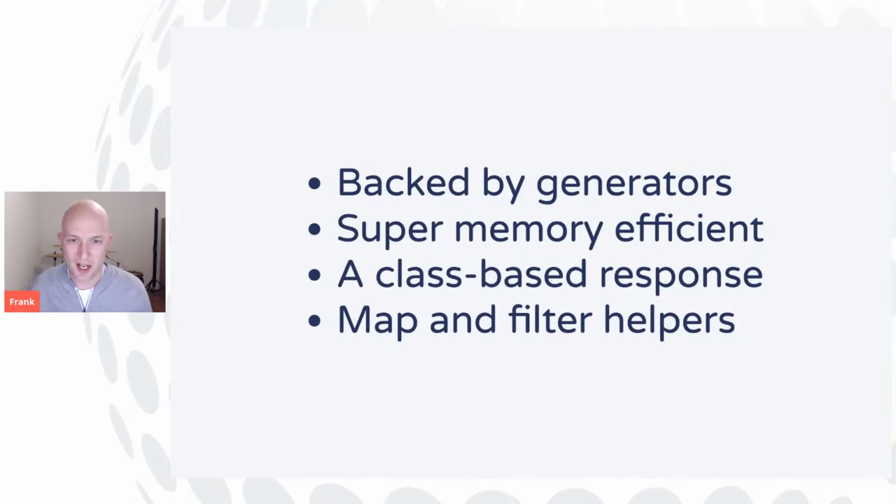So to summarize, content listings are now backed by generators. This makes them super memory efficient. We've got a class-based response that has some helpers, so that's pretty nice. And this even works with all kinds of weirdly paginated responses.